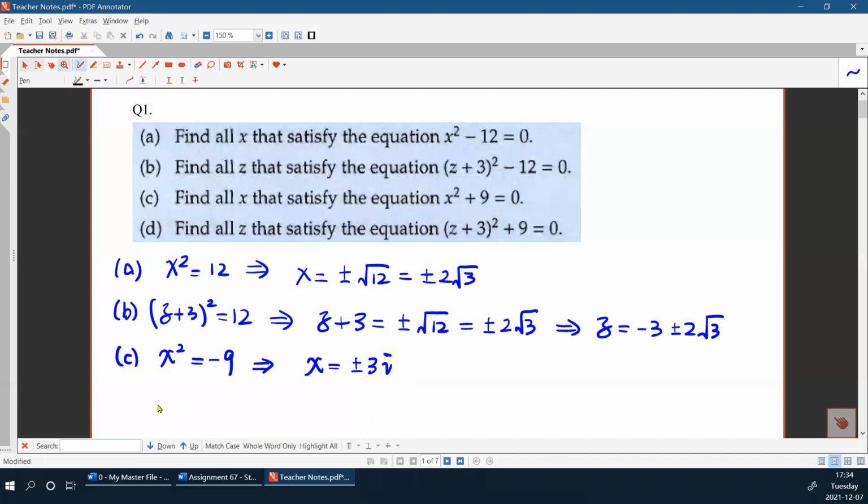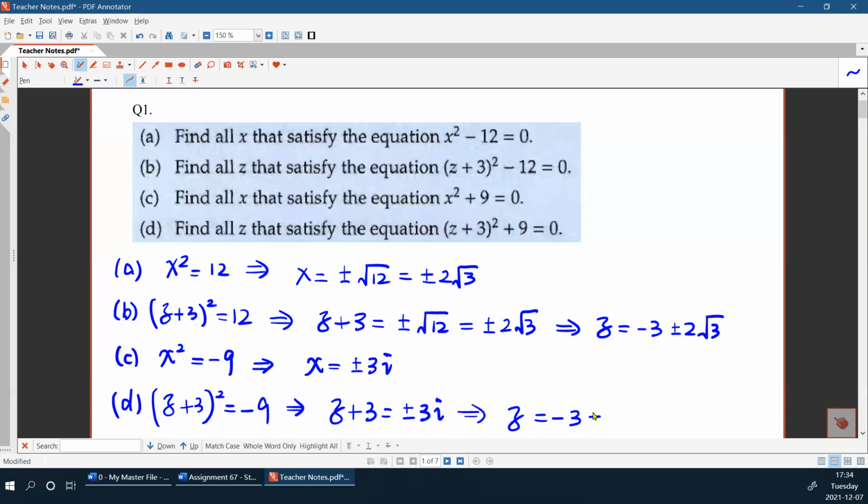Okay, and question D. This time we have (z + 3) squared is -9. Then we know that z + 3 must be positive or negative 3i, right? Because for positive or negative 3i, its square is -9. So that means z is -3, then positive or negative 3i.